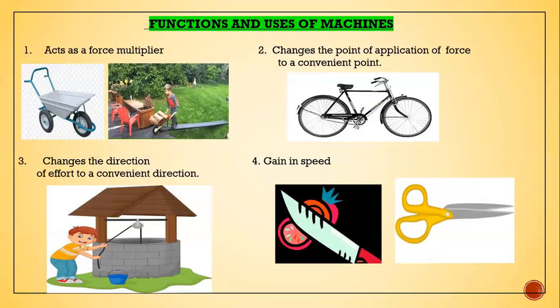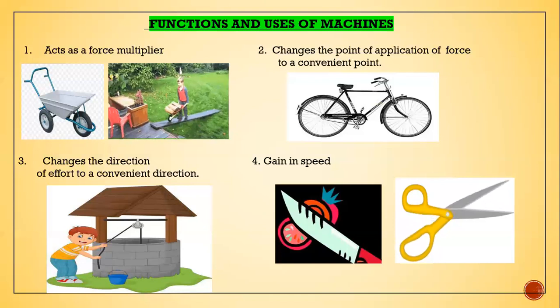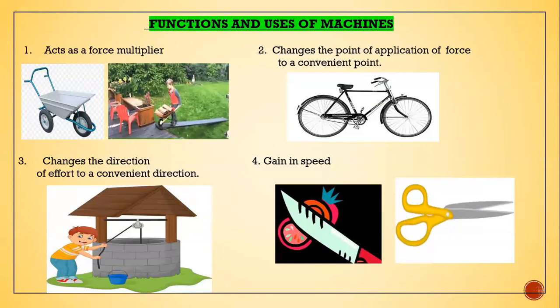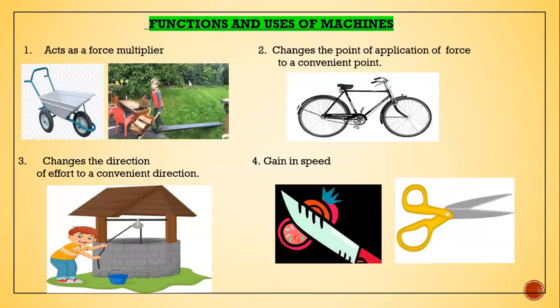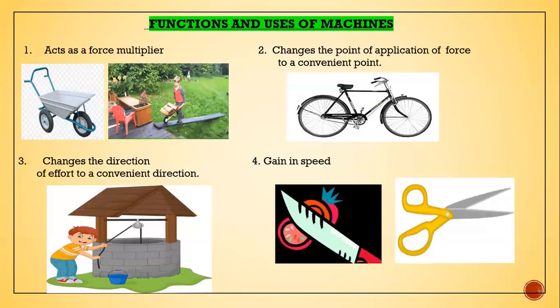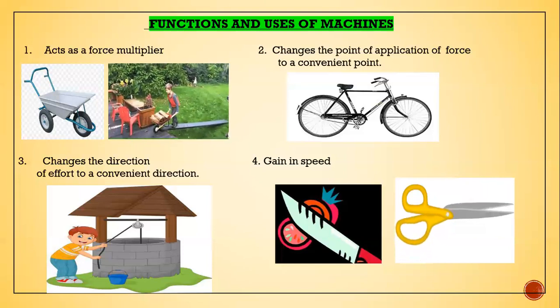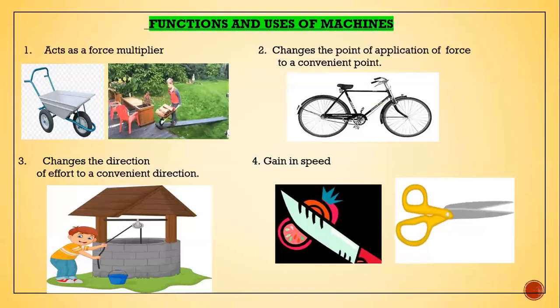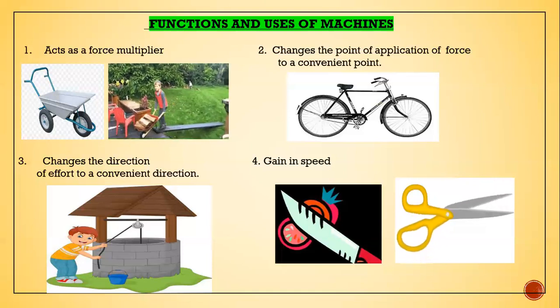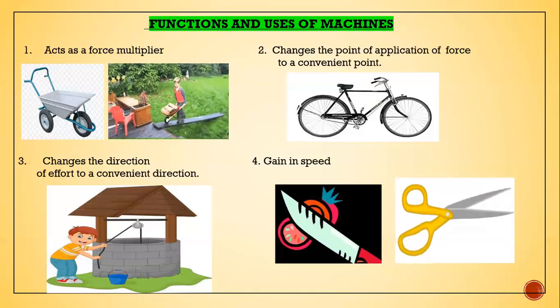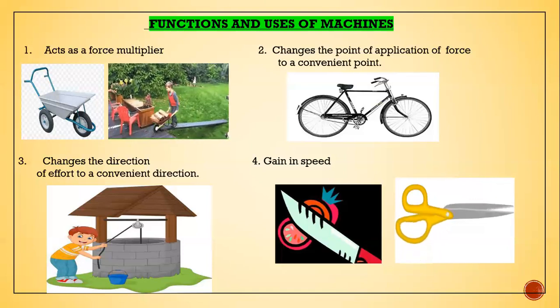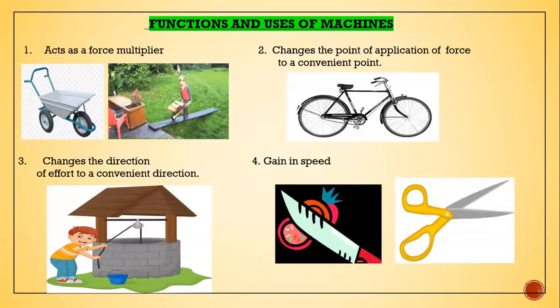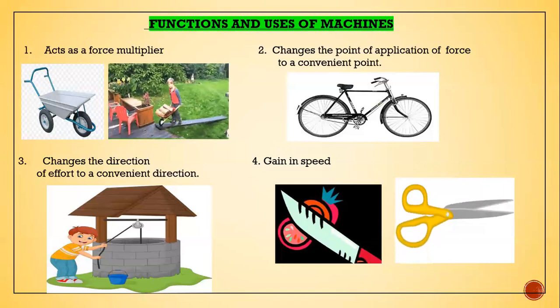A machine also gives us gain in speed, that is, a greater movement of load by a smaller movement of effort. You can see that for a small displacement of the handles of the scissors, the displacement of the blades of the scissors is very large. So the function of the machine is called giving gain in speed.